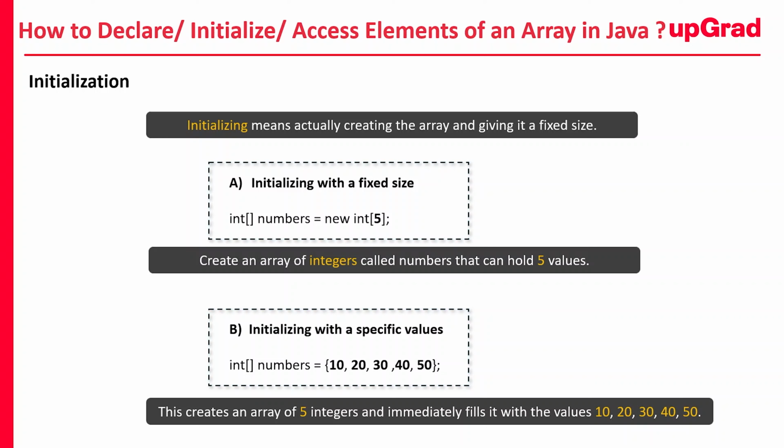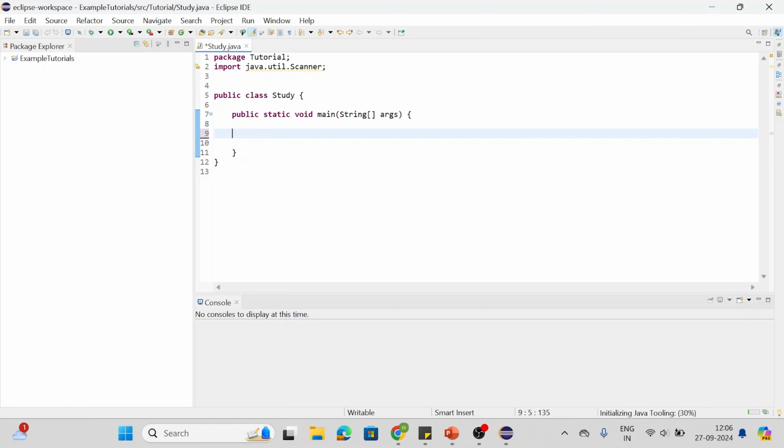Alright. So we have covered the declaration and initialization part. Now let's understand the accessing the elements of an array part. So for that, let me tell you guys with the help of an example. So let's go to Eclipse. Alright, we are on our Eclipse IDE. So here we'll be doing an example in which I'll be explaining about accessing the elements in an array.